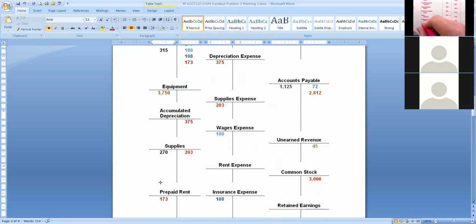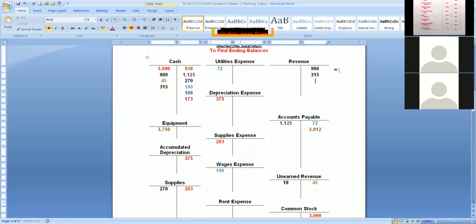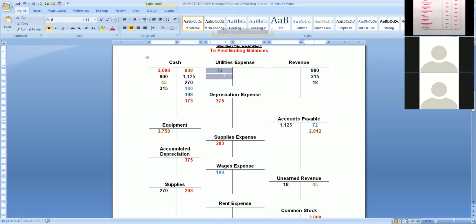Okay, unearned revenue 18, and then revenue 18. This is what we just did. So apparently they earned 18 of the revenue. So unearned revenue will be debited for 18. And revenue will be credited for 18. You notice the revenues are all credits. Notice the expenses are all debits.